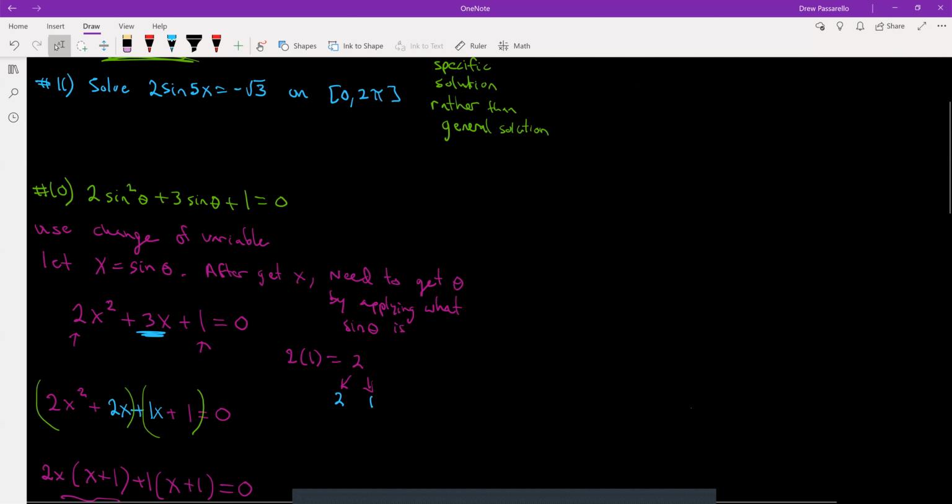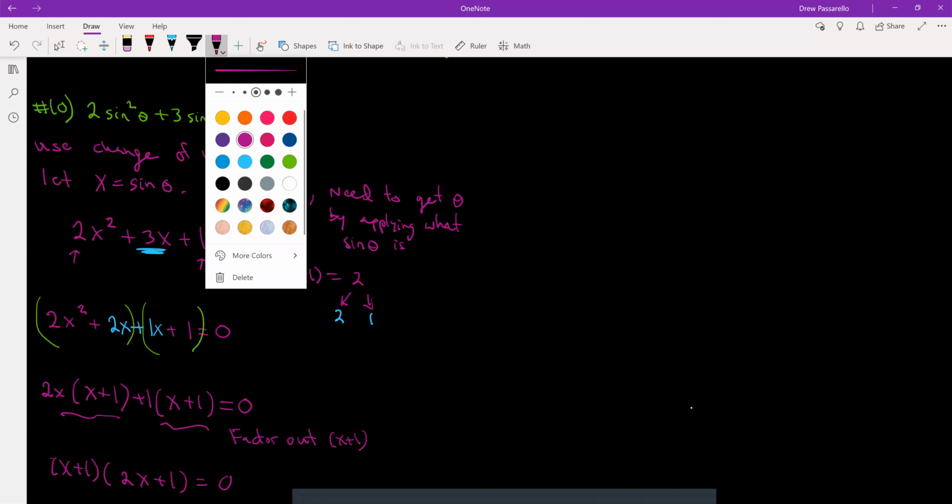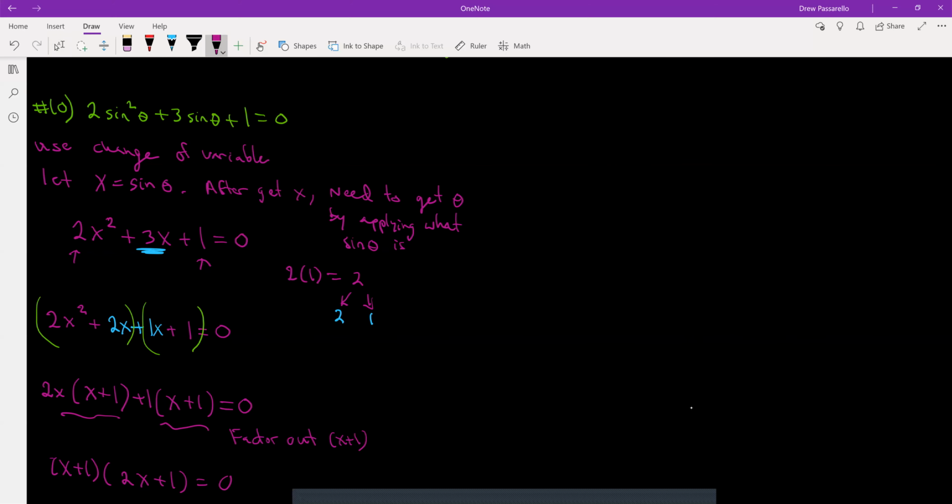All right, so I did a change of variable, and I just chose the variable to be x. That turned the equation into 2x squared plus 3x plus 1. And then I did some factoring. This factoring is called the AC method. You can use a different factoring technique, or you could have used the quadratic formula.